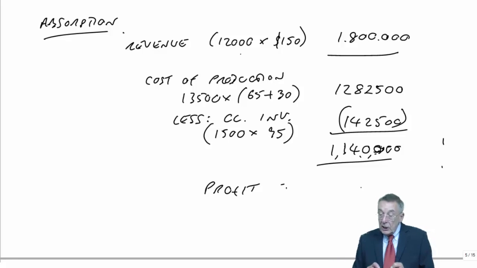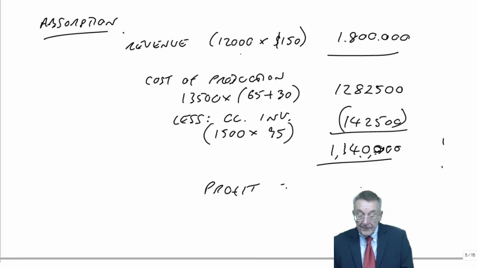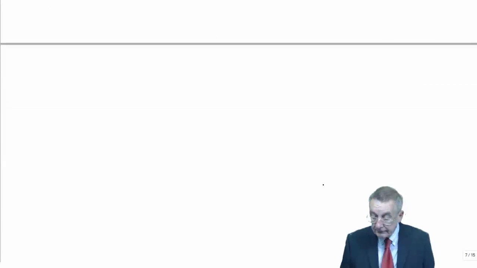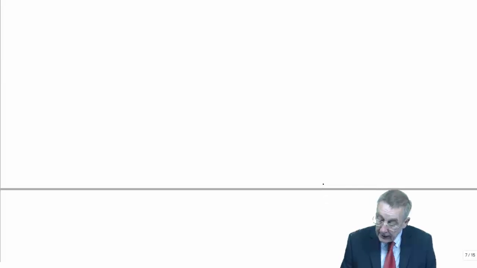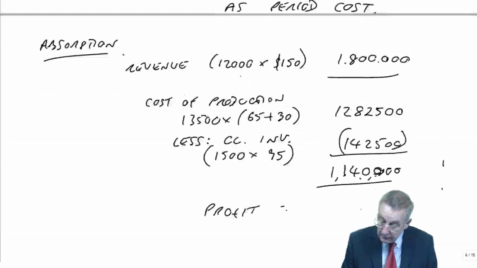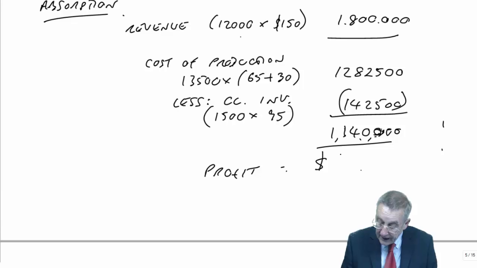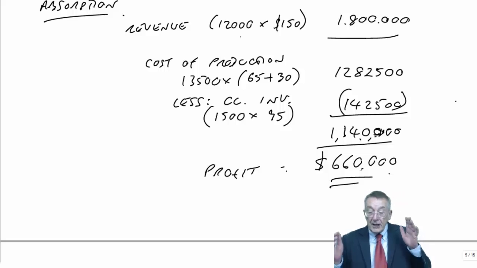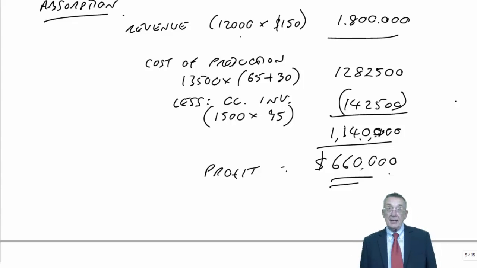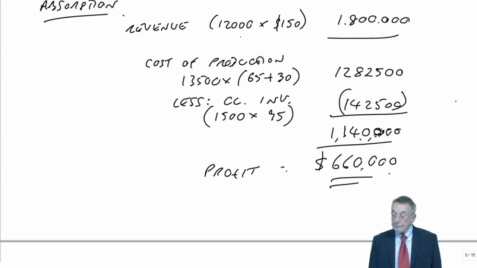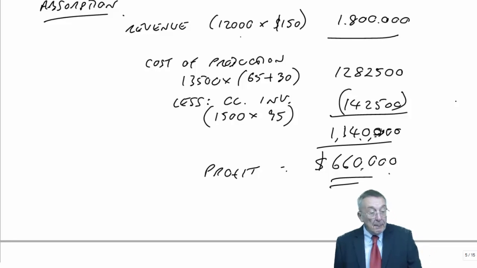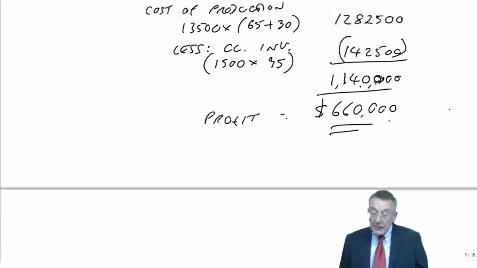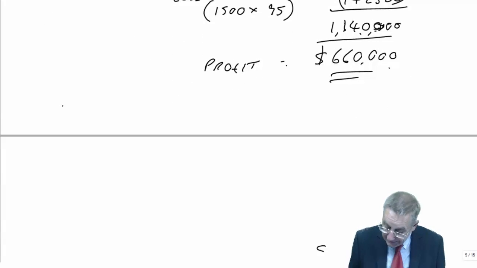And therefore the profit using absorption costing: 1.8 million less 1.14 million. I get 660,000. So there's the profit using absorption costing. Okay, no problem. All right, let's redo it using marginal costing.